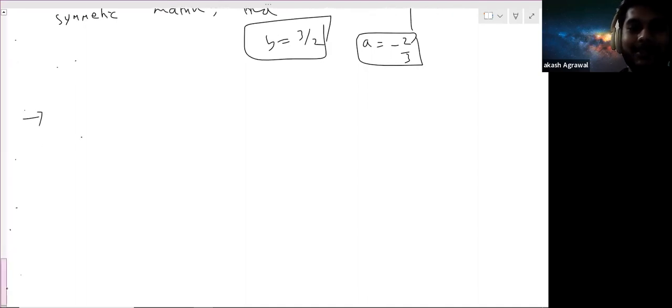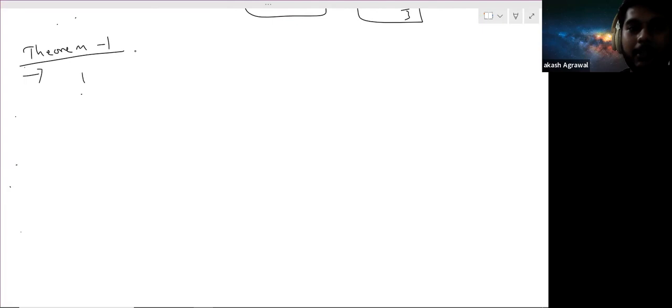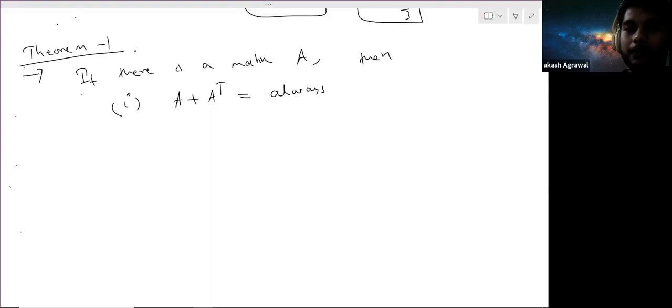Now look, we will study a very wonderful thing, Theorem 1: that if there is a matrix A, then A plus A transpose is always a symmetric matrix, and A minus A transpose is always a skew symmetric matrix.